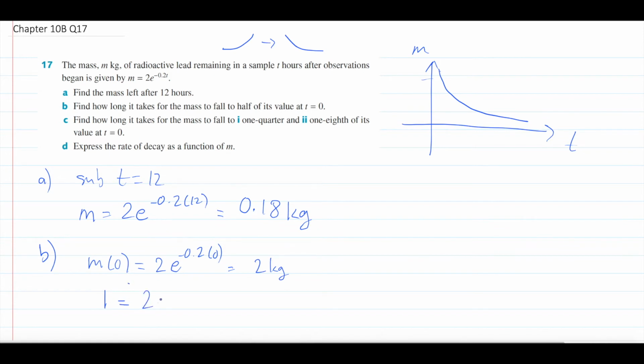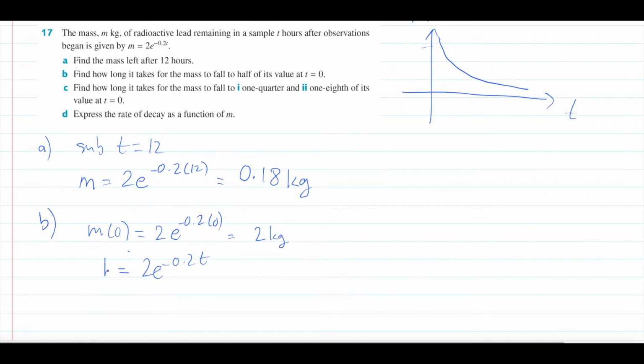So m equals 1, and then solve for t, right? Because that's essentially the question. You have m equals 1, which is half of 2 kilograms, which is the mass that the observation started with. Then you solve for t, and you get t equals 3.47 hours on your calculator.